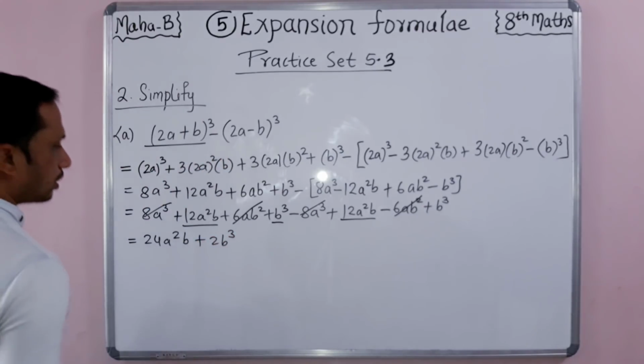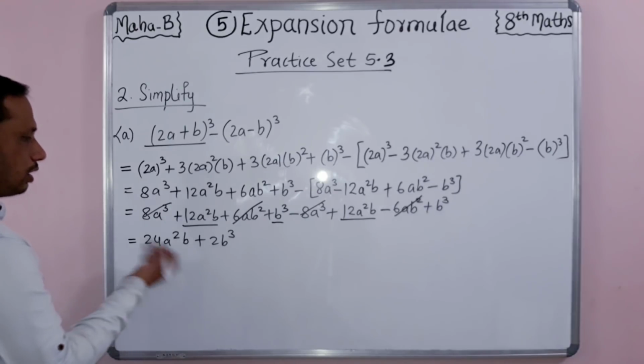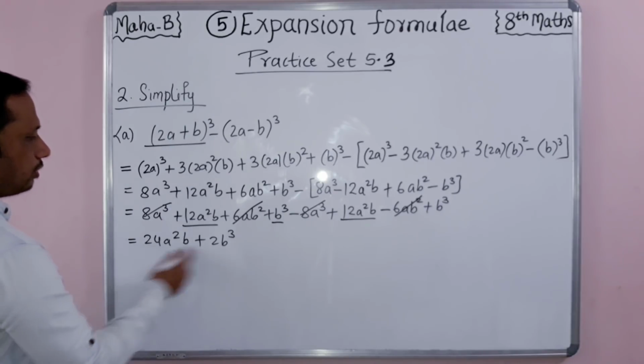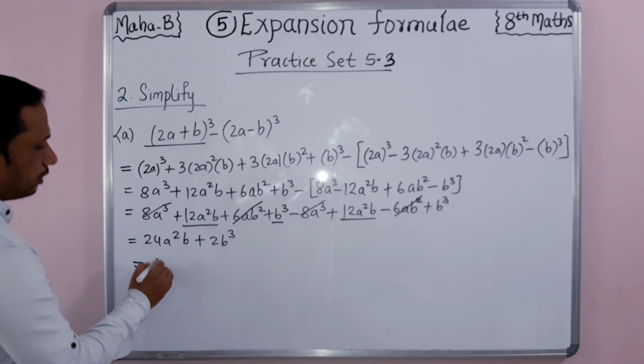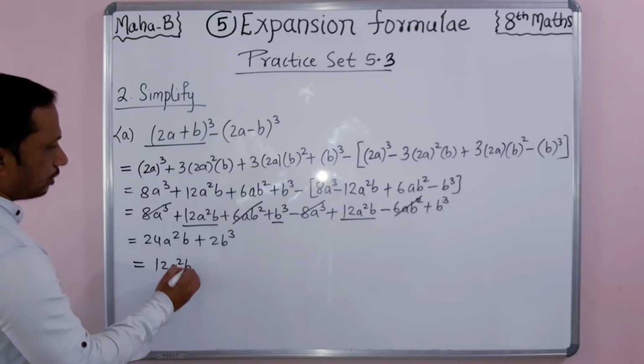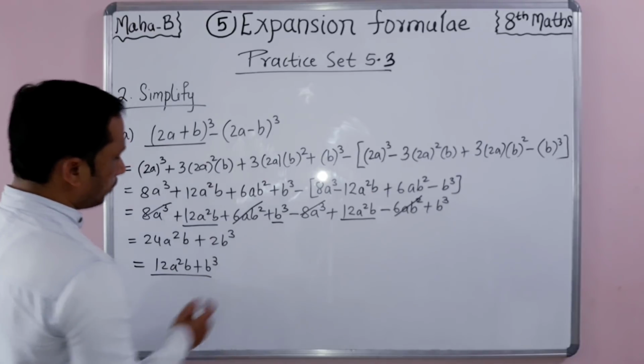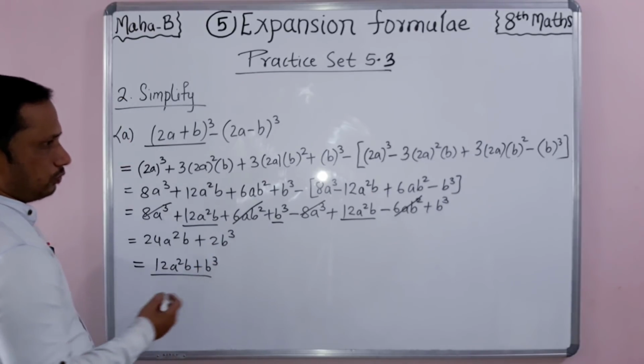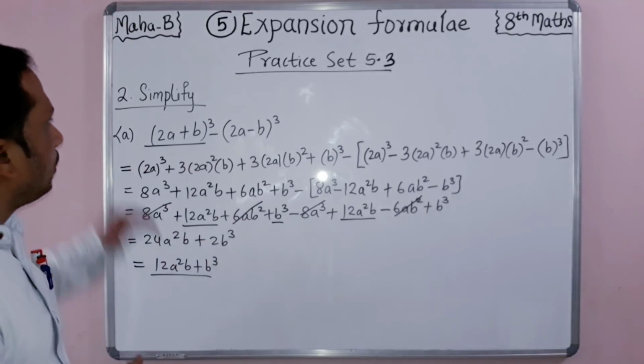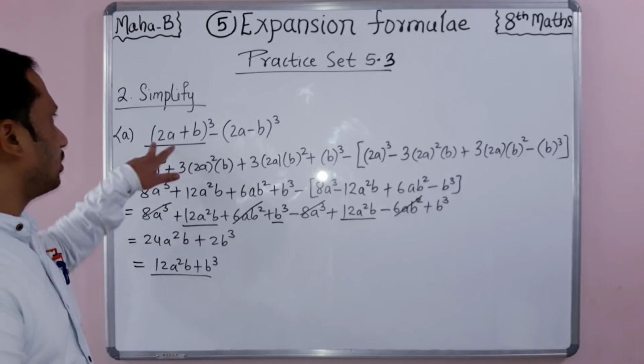So now in this case also we can take any number out of the bracket or divide this equation by 2, you will get 12a square b plus b cube. Okay, so what is the reason, student? Divide the equation by 2. Okay student, in this case the equation is in that form.